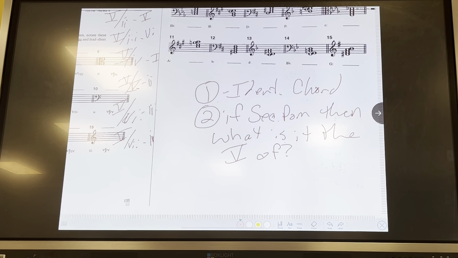What if it's not a secondary dominant? Then for this exercise, they tell you just to put an X under it. How would you know? Well, let's find one that is not. Let's get there in a second. Let's finish these steps first.